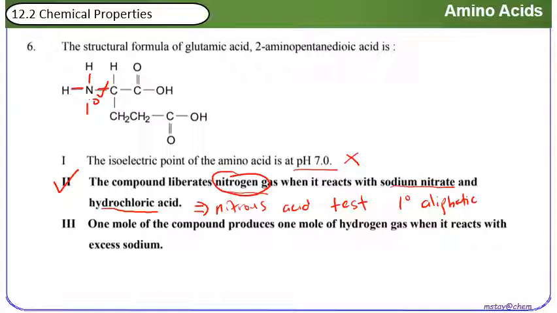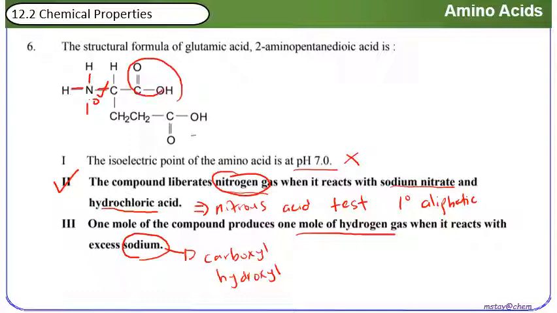1 mole of compound produce 1 mole of hydrogen gas when reacting with excess sodium. So the carboxyl group and the hydroxyl group are going to react with sodium to produce hydrogen gas. Since here we have 2 carboxyl groups, in each carboxyl group basically the bond will break between O and H. So 2 hydrogen atoms released will become hydrogen gas. So option 3 also correct. So for question number 6, option 2 and 3 are correct.